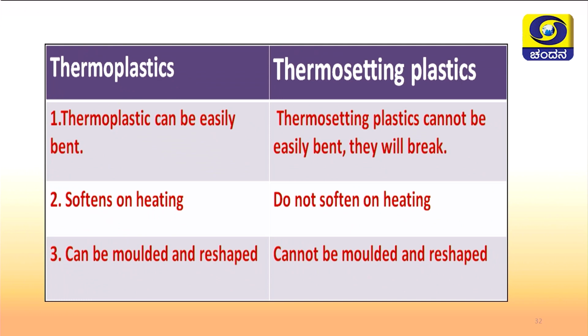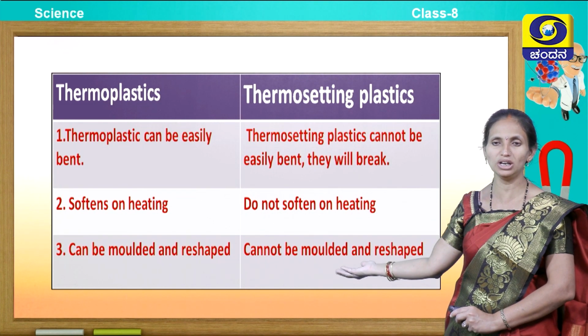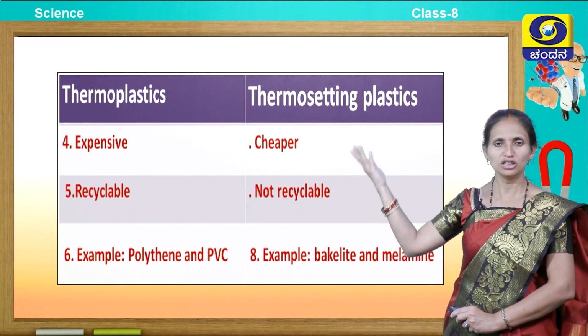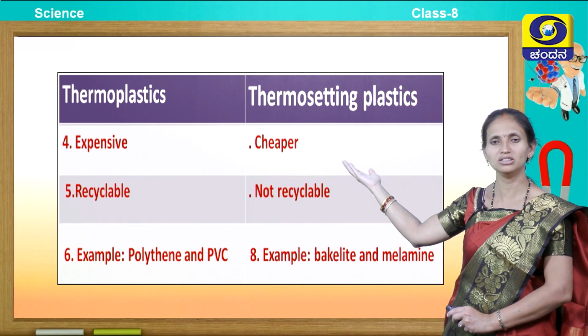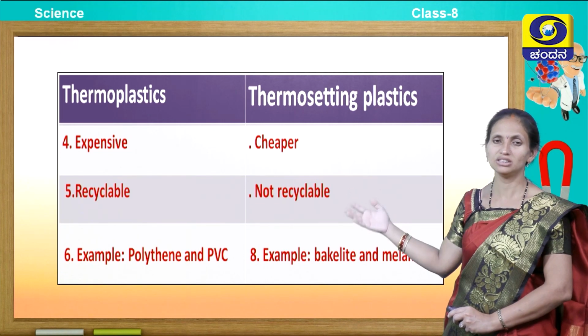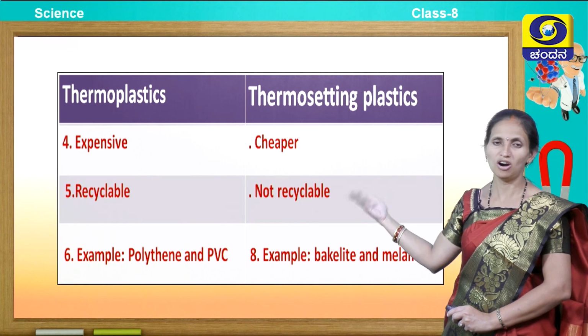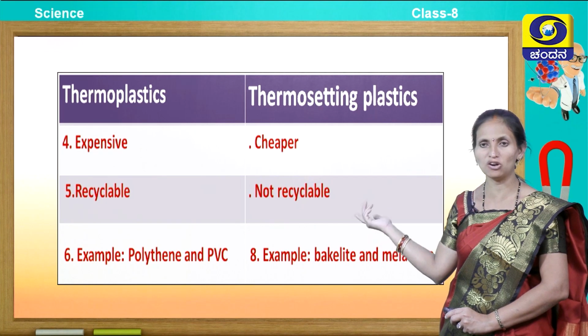Thermoplastics can be molded and reshaped. Once heated, they become soft and can be molded back and reshaped, whereas thermosetting plastic cannot be molded and cannot be reshaped. Cost-wise, thermoplastics are expensive, whereas thermosetting plastics are cheaper. Thermoplastics are recyclable, we can get them again and again once molded or heated, whereas thermosetting plastic cannot be recycled, we cannot get them back.